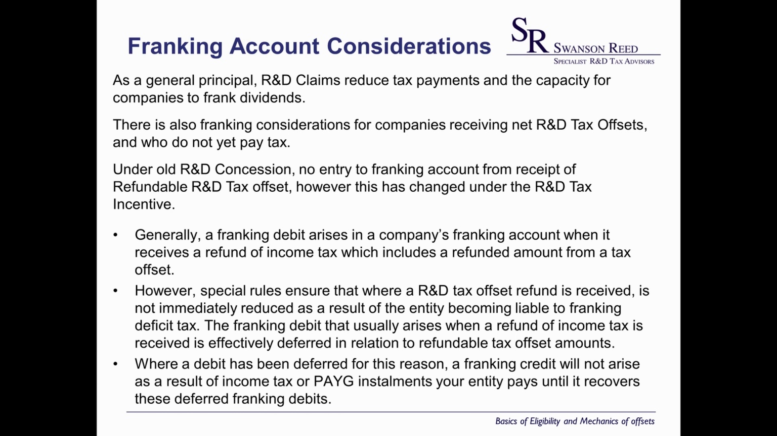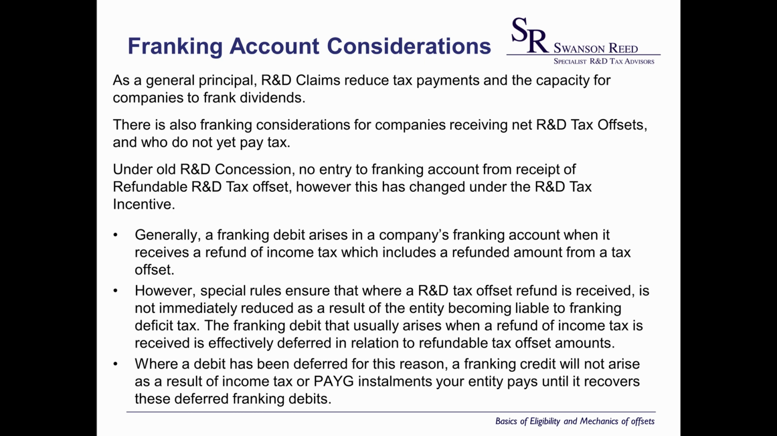Generally, a franking debit arises in a company's franking account when it receives a refund of income tax, which includes a refunded amount from a tax offset. However, special rules ensure that where an R&D tax offset refund is received, it is not immediately reduced as a result of the entity becoming liable to franking debit tax.